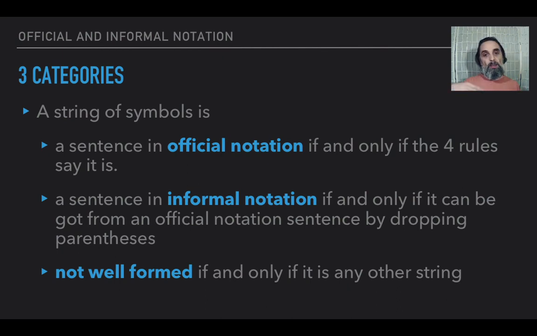So if it's by the rules and the rules alone, it's official. If it's by the rules alone, except that we then drop the last pair of parentheses, then it's informal. And if it's neither of those, then it's not well formed. So those are how our rules work. We're going to see in the next video, I'm going to explain this notion of the main connective at more length because it's pretty important. And we're going to learn an activity called parsing, which is a way of breaking a sentence up into its grammatical parts. So we'll see that in the next video.